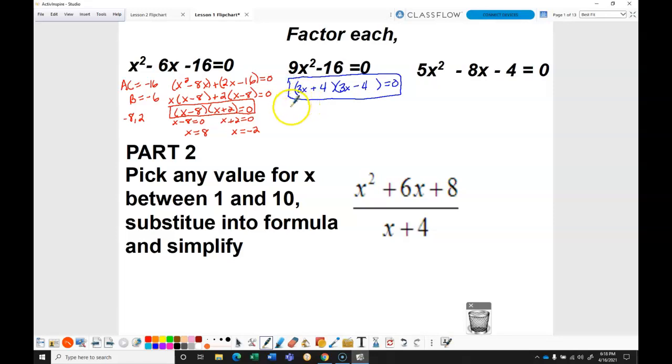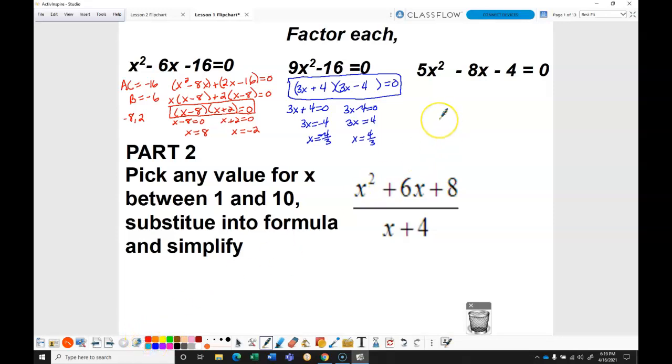If I wanted to take it one step further and find the zeros, I can do that. So 3x equals negative 4, x equals negative 4 thirds. Over here, 3x minus 4 equals 0. Add 4 to both sides, 3x equals 4, and divide by 3. X equals 4 thirds. Those would be my 2 zeros, a negative 4 thirds and a positive 4 thirds.